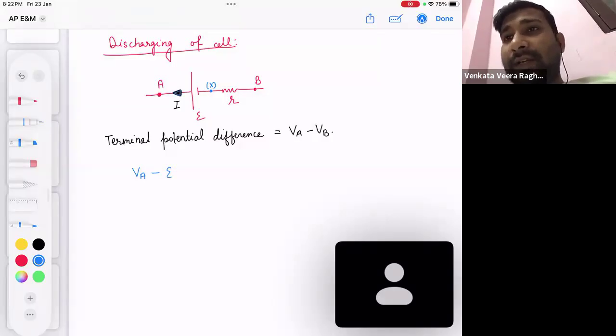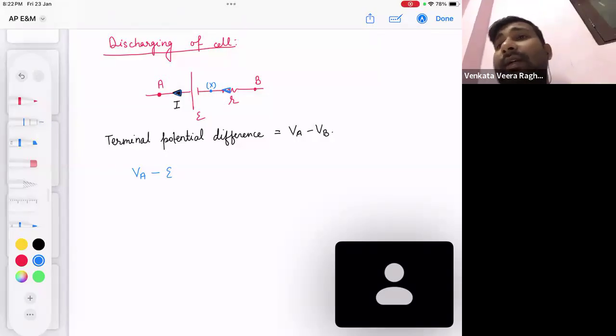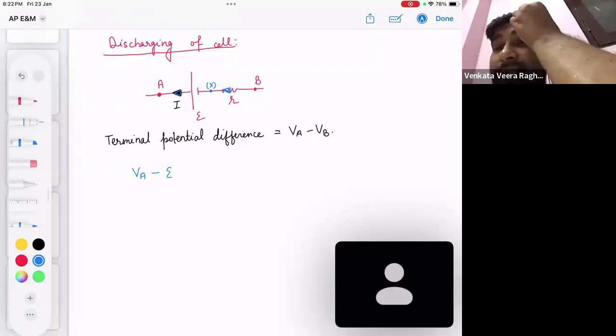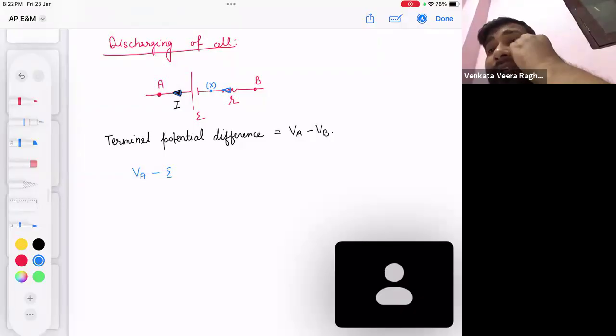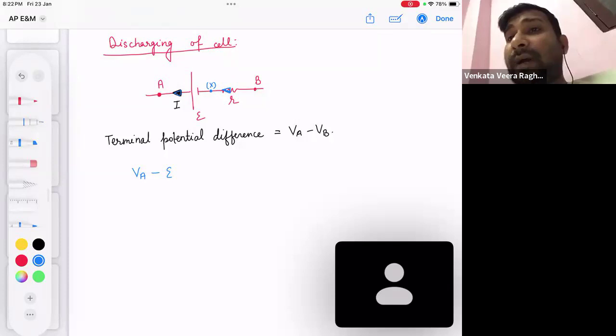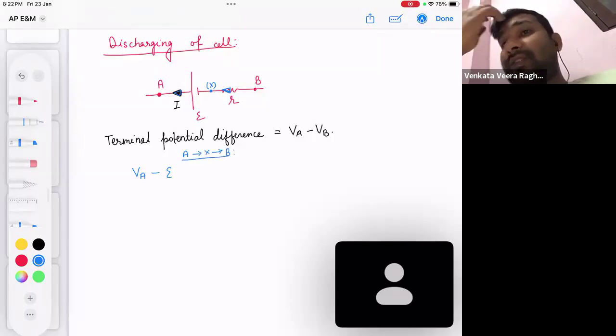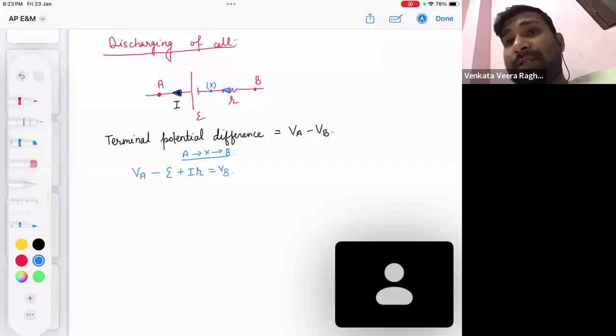Now, this is the direction of current. That means this is the direction of current in the resistor. Look at that. Current is flowing from B to X. That means B is high potential, X is low potential. And I am following the path A to X to B, so I am going from X to B. X is low potential, B is high potential. That means I am going from low to high potential. So plus, how much plus? I into R. Where did I reach? I reached the point B.